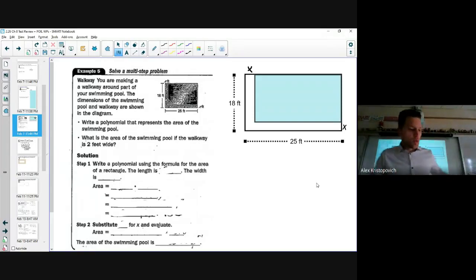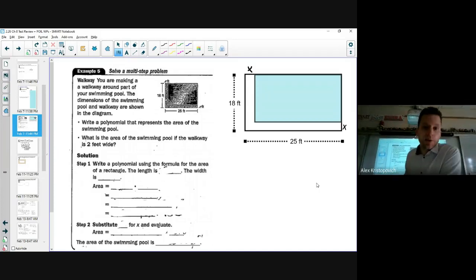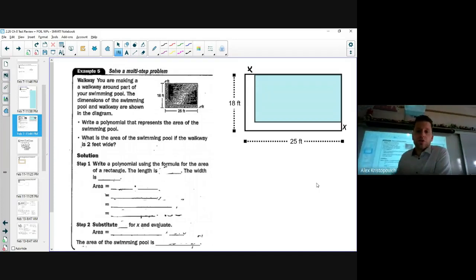All right, everyone. We are going to do a couple word problems on page 9 and 10 of your chapter 9 packet. We're going to do about 3 of them. So we're going to start here. This is page 9, example number 5. So let's go ahead and read it.